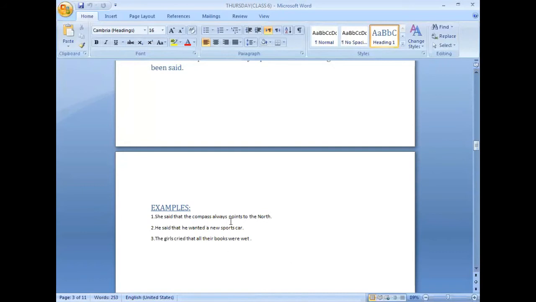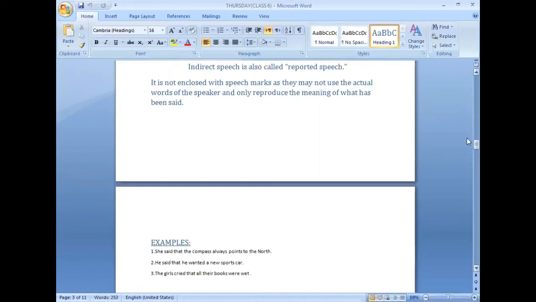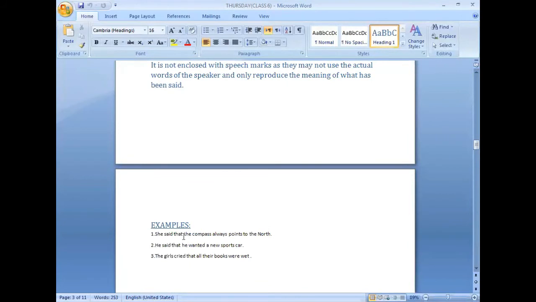She said that the compass always points to the north. As you read in the first example in your direct speech, she said, "The compass always points to the north." You see the inverted commas open and close. When you write it in indirect speech, you write she said, and now you add "that". The conjunction "that" is added to the sentence, and the compass always points to the north remains unchanged, because this is a universal sentence and you can't change it. So you just write, she said that the compass always points to the north.